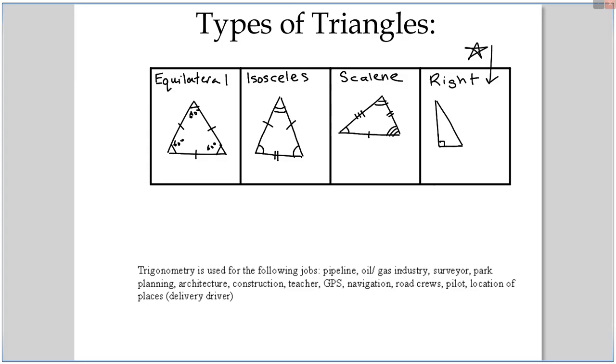And right angled triangles can be isosceles. They can be scalene, but they can't be equilateral. Okay, because equilaterals, they all have to be 60.